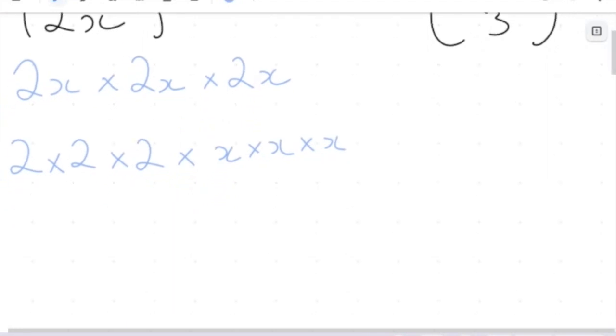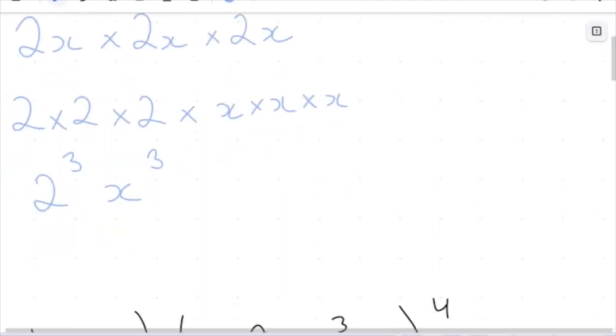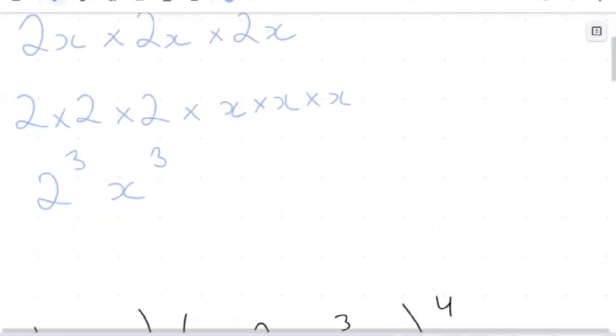Now, 2 times 2 times 2, all multiplying together, is the same as 2 cubed, multiplied by x times x times x, which is like saying x cubed. And if we wanted to simplify it all the way down, I know what 2 times 2 times 2, or 2 cubed, is. That gives me 8, and x is a pronumeral, so I leave it as is.